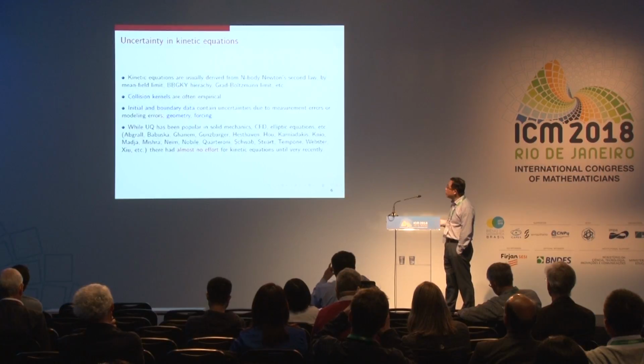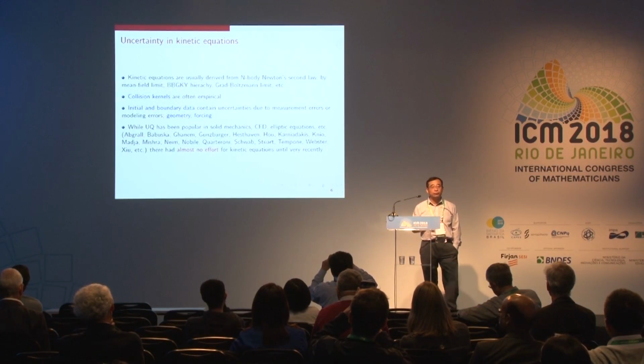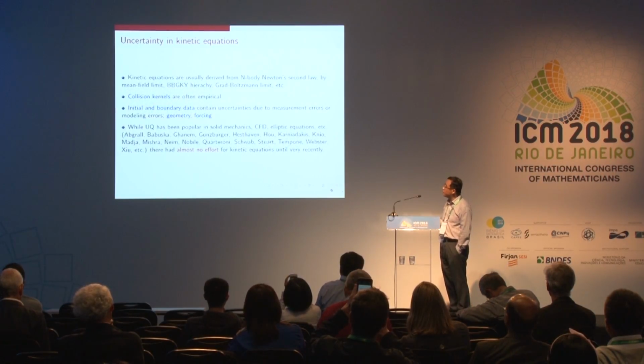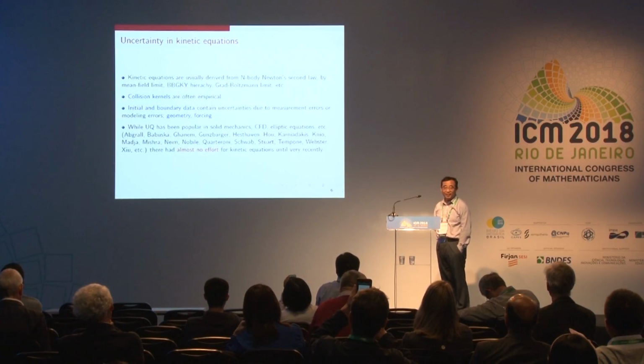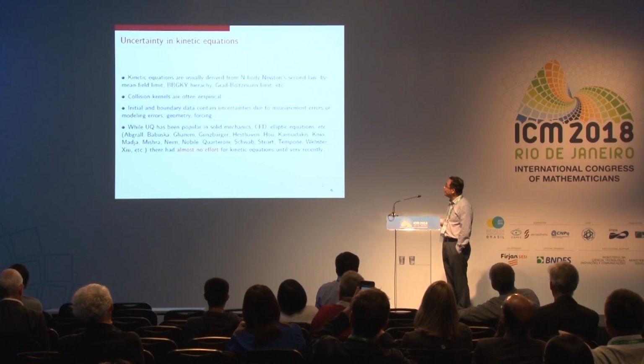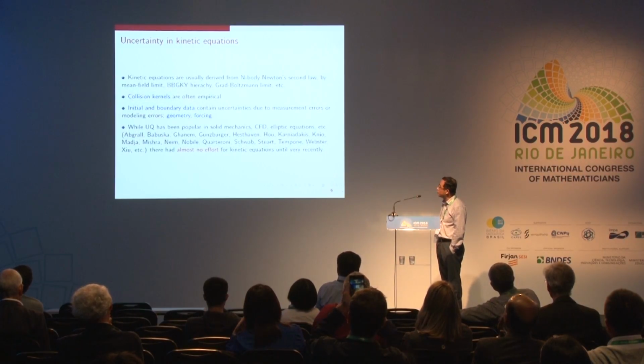And also, there's initial and boundary data, because the Boltzmann equation solves for a particle probability density function, which is not a physically measurable quantity. And we often don't even know what the right boundary condition is to solve a kinetic equation. You don't know what the boundary conditions are. Then there are also other errors, for example, geometry and the forcing term.